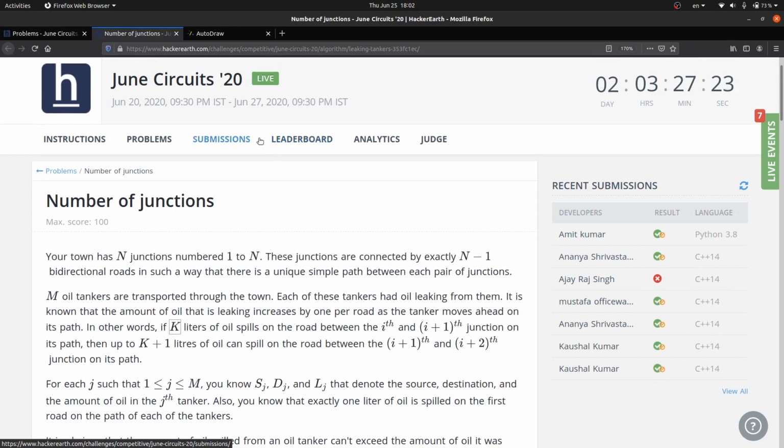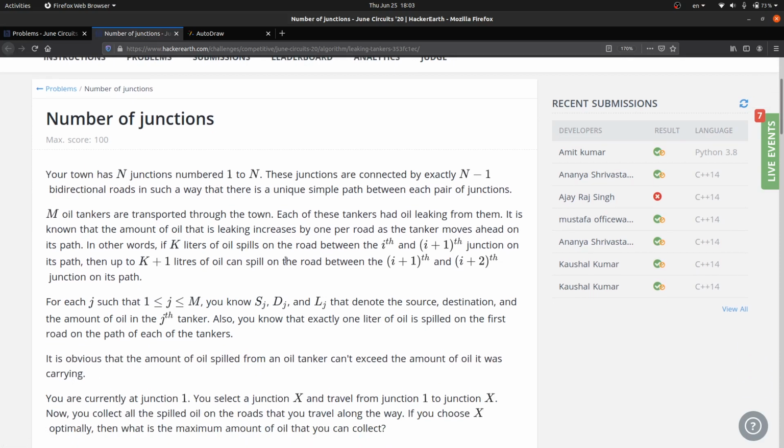Today we are going to look at this problem, number of junctions, that was asked in June Circuit 2020. This problem is a very great problem. It uses a lot of techniques that you will find useful in many other problems, and if you don't use them you will get a TLE.